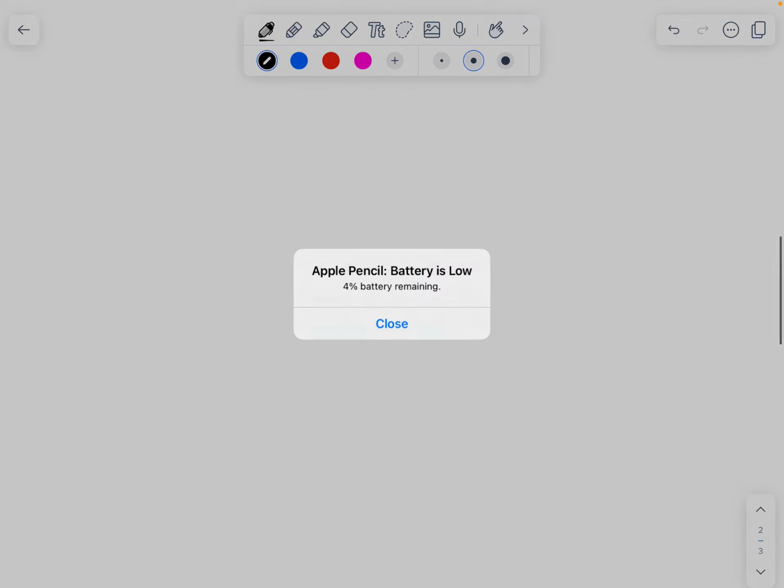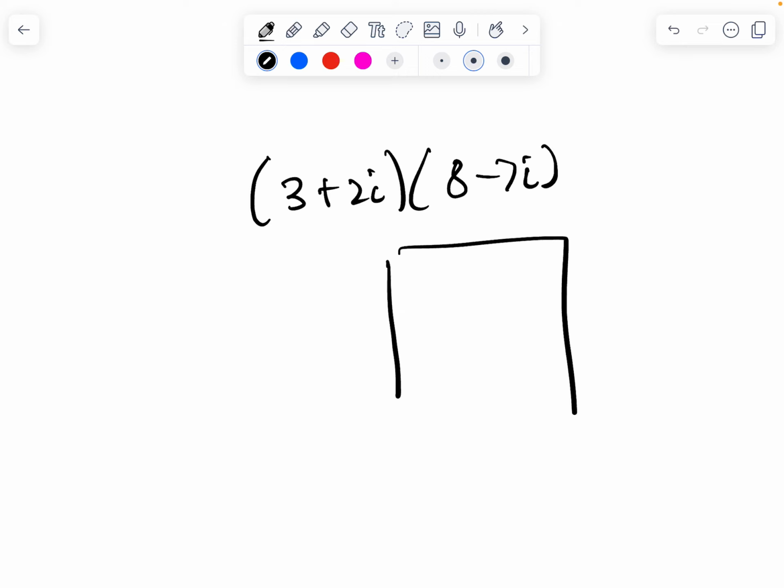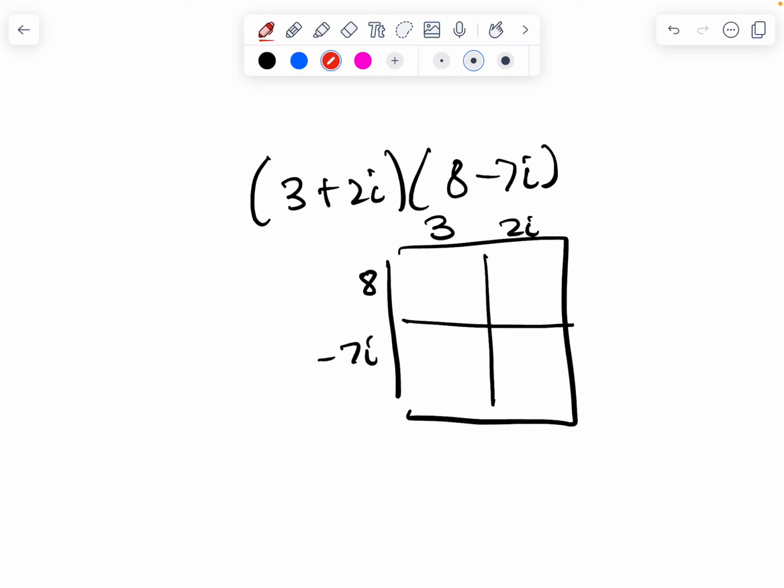Now, the next thing we're going to do is something like this. Let's say we have (3 plus 2i) times (8 minus 7i). And now we're going down to questions like number 10 and 11 on the study guide. So here we are going to use the box method. So we're going to draw ourselves a box, and this is 3 and 2i, and this is 8 and negative 7i. I'm just going to multiply these things together.